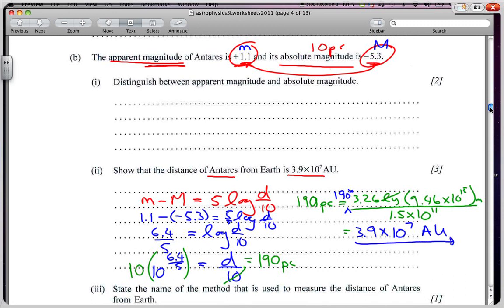Okay, so we would use this formula over here. Make sure that you can change your log form into your exponential form. Realize that this d is in parsecs. From that we can go further. Fine.